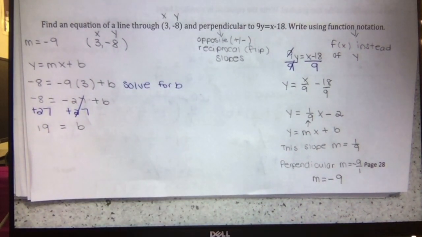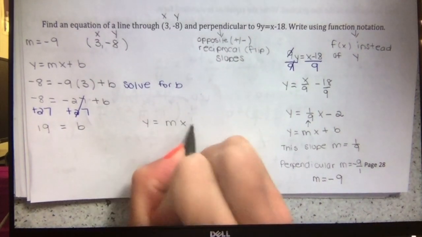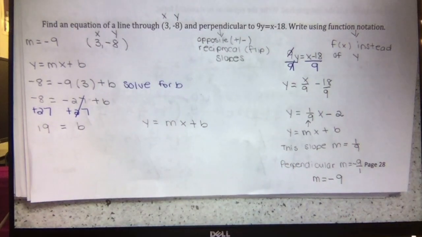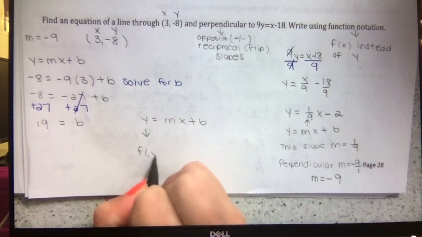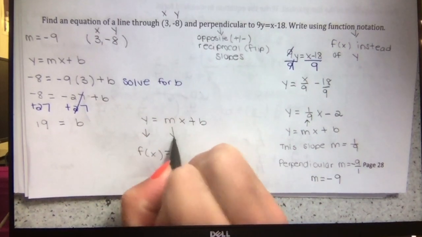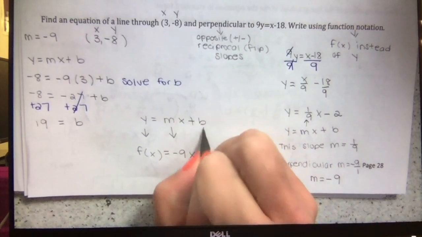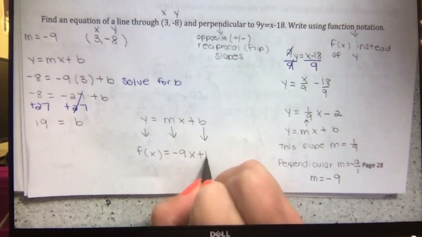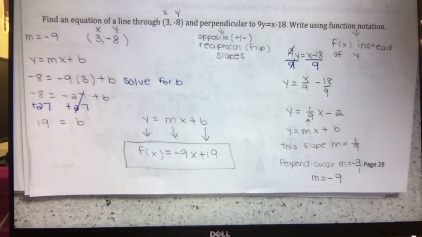So now we can write our final answer. So we know y equals mx plus b. We want to use function notation, so instead of y, we're going to use f of x. We know the perpendicular slope that we're going to use is negative 9. I want to leave x as it is, plus b, so we have plus 19. And that's our final answer. F of x equals negative 9x plus 19.